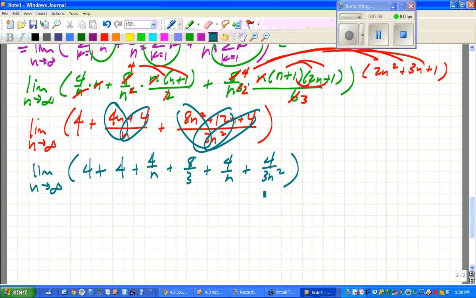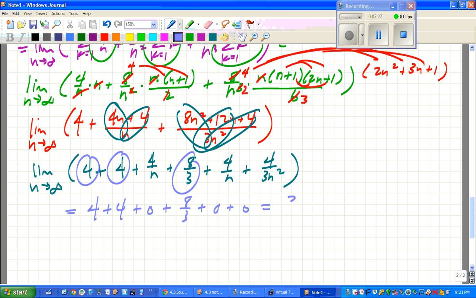So here, if we take the limit as n approaches infinity, all the ones that are constants, 4, 4, 8 thirds, those are all just going to stay constants. The ones that have an n in the bottom, those are going to be 0. So we have 8 plus 8 thirds, so that comes out to be 32 thirds.